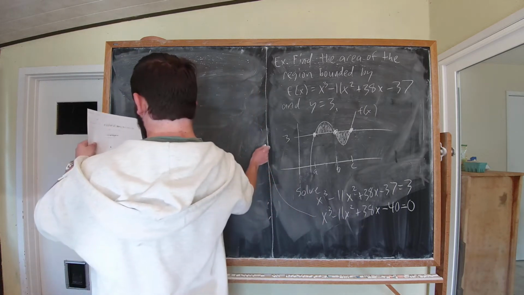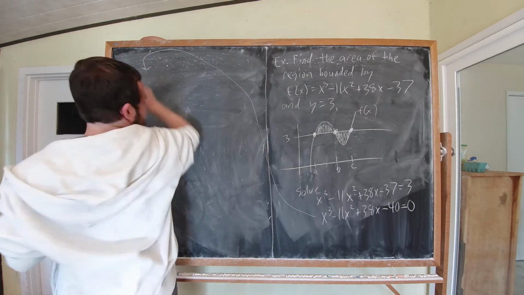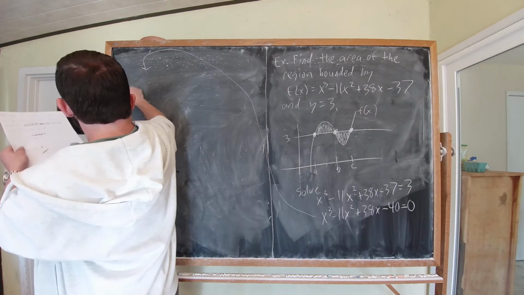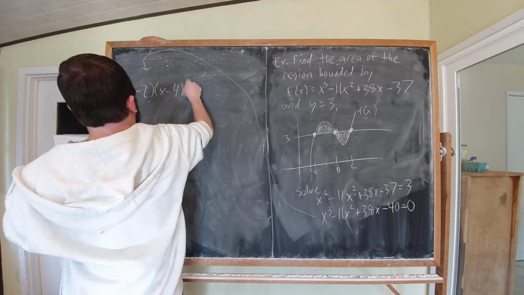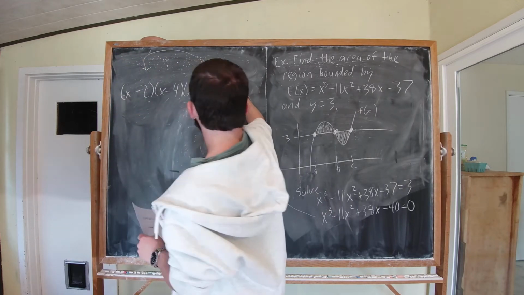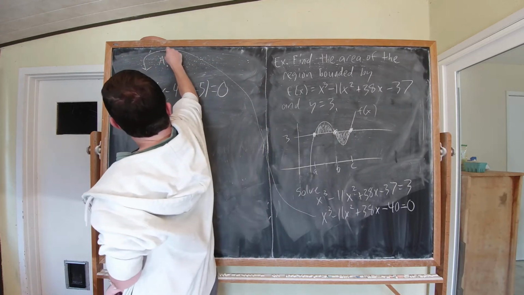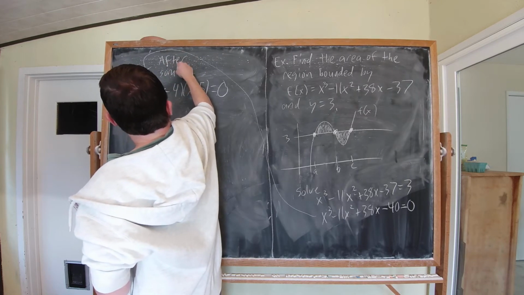Or, sorry, 2, 4, and 5. So this actually becomes x minus 2 times x minus 4 times x minus 5 is equal to 0, after some work.